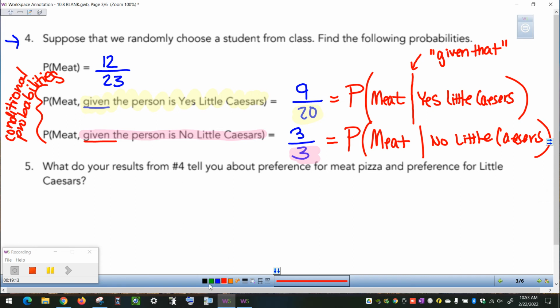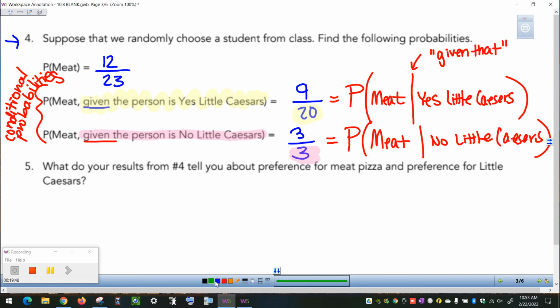All right, now question 5 is asking us, what do our results from number 4 tell us about the preference for meat pizza and preference for Little Caesars? So we're wondering if there's any sort of connection between the way that people answered those 2 questions.